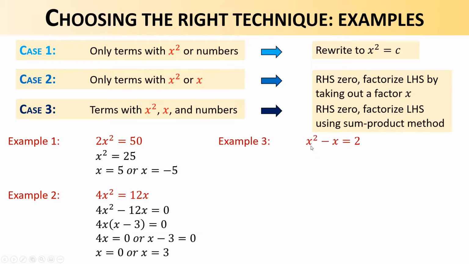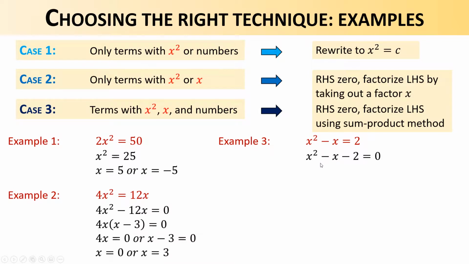Third example, here we have a term with x squared, a term with an x, and a number. So that's case 3. So then we're going to make the right-hand side 0 and factorize the left-hand side using the sum product method. So we have to subtract 2 from the right-hand side. We have to do that on both sides to keep the equation balanced. So we get x squared minus x minus 2 is 0.